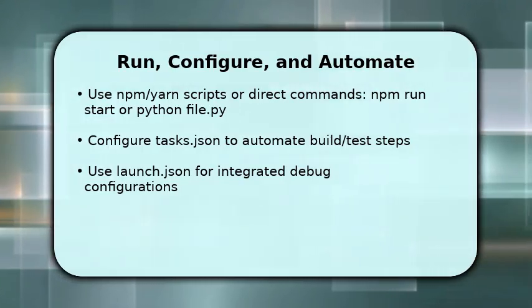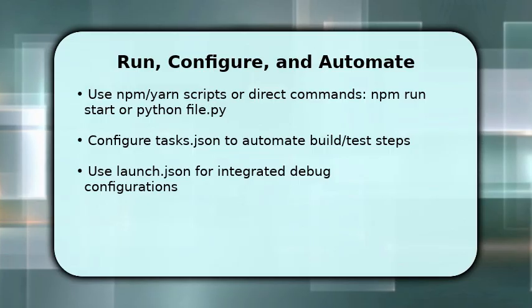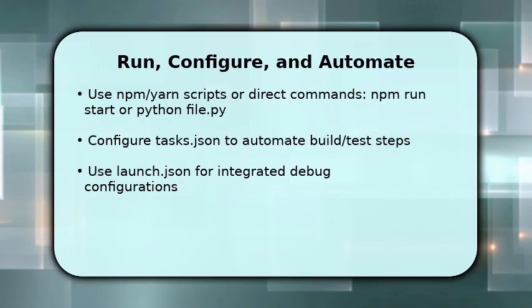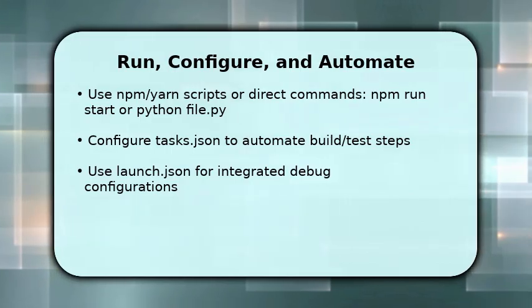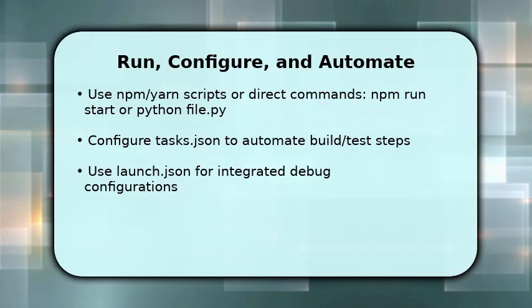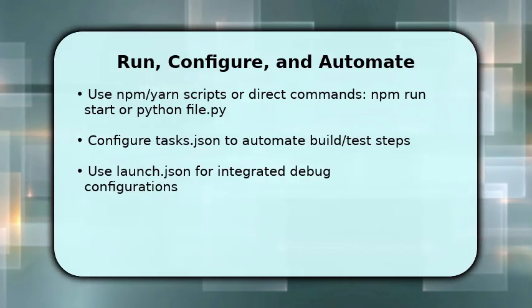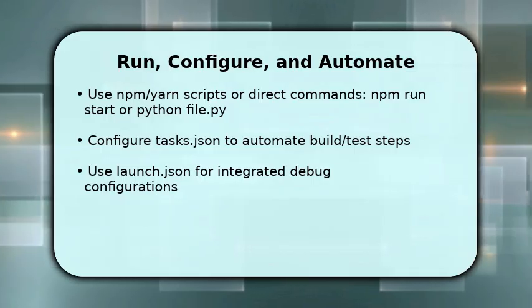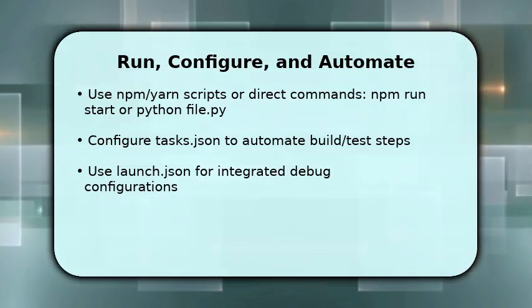Make tasks.json entries to automate repetitive builds or tests, and connect them to shortcuts. Then create a launch.json so you can hit F5 to debug with breakpoints in the editor. Use split terminals to run servers and tests simultaneously. This keeps logs separated and saves time when diagnosing failures.